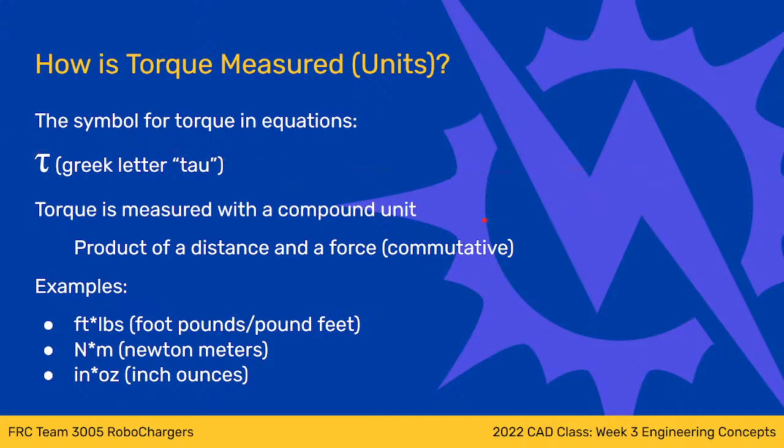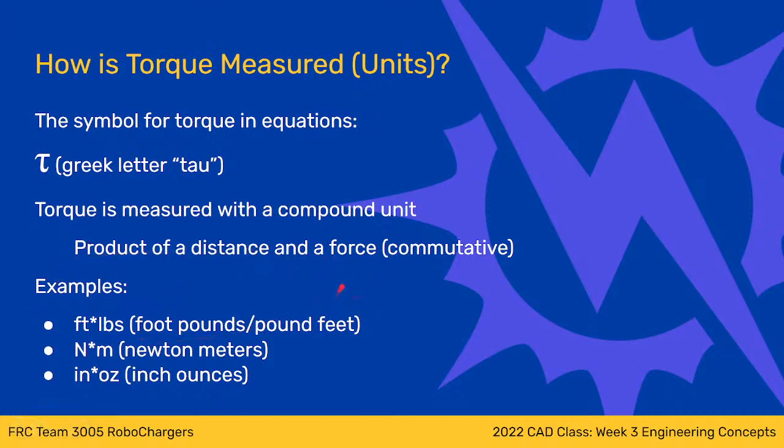Torque is measured with a compound unit. You're probably familiar with compound units from school, like miles per hour. Torque is a different compound unit, a bit of a weird one, because there's no division in it. It's the product, the multiplication, of a distance and a force. I've got some examples down here. Foot-pounds, for example, is feet multiplied by pounds.